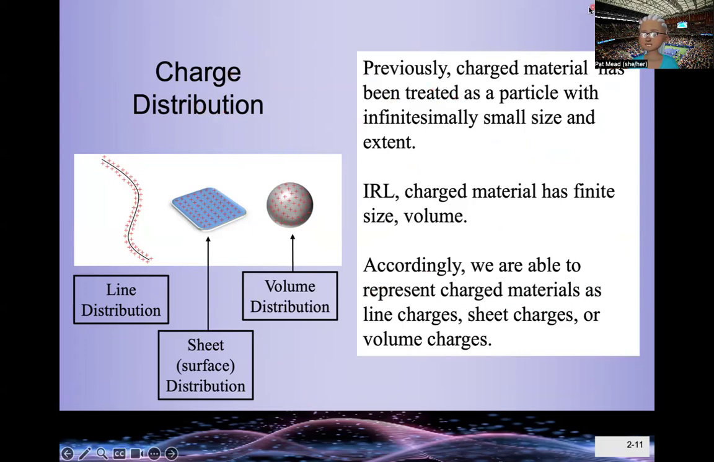Previously, we talked about the case where the charged material was treated as a particle of infinitesimally small size and extent. But in real life and in many instances, the charged material is kind of smeared out. It has a distinct extent in space. It can be linear, it can be two-dimensional, or it can be three-dimensional. So if you have your charge smeared out over a line, it's called a line charge distribution, or over a sheet or a surface, it's called a sheet or surface distribution. Or in the case where the extent is smeared out over a volume, it's called a volume charge distribution.